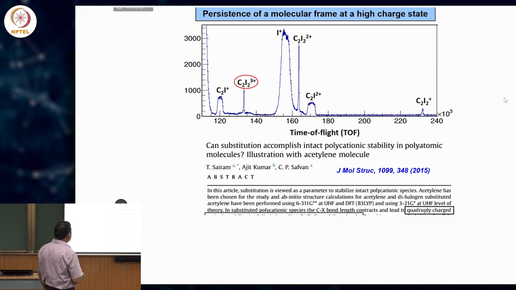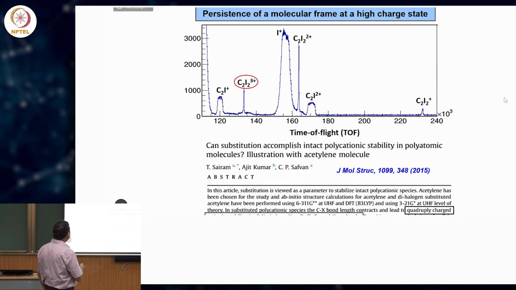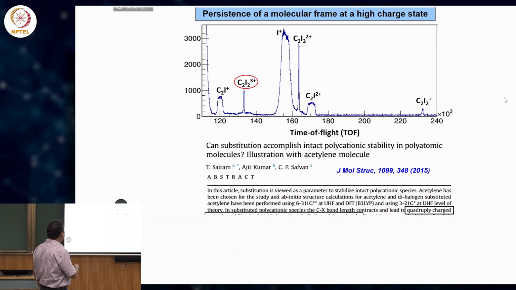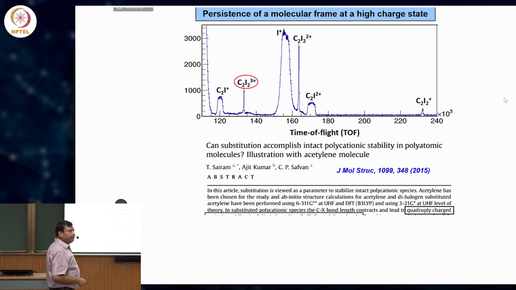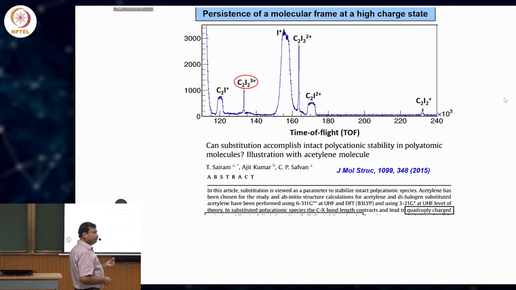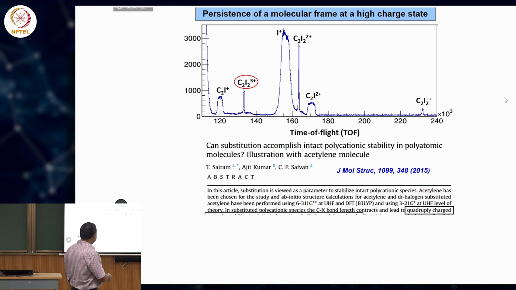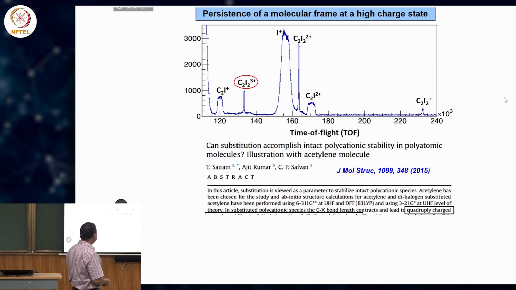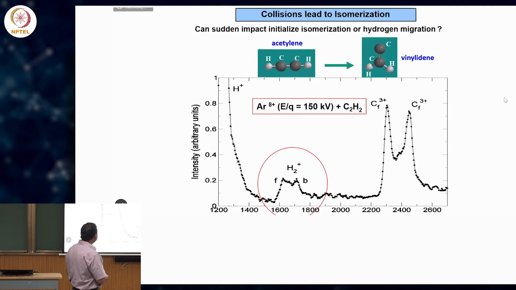Now, as I told you, for a single capture you do have a possibility of seeing a molecular frame at very high charge state. So even for C2I2 3+, we can see that the triply charged molecular ions stay stable. And there is also a calculation being done where they expect that even quadruply charged ions can be stable.